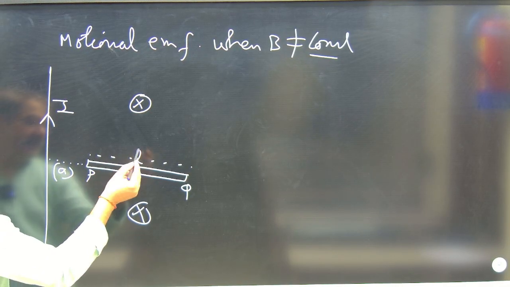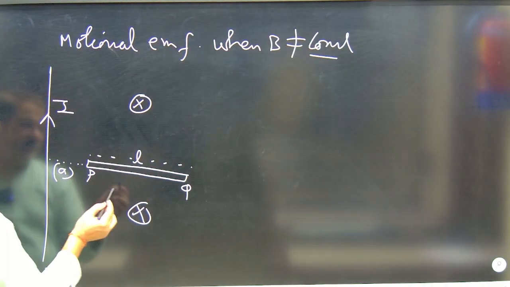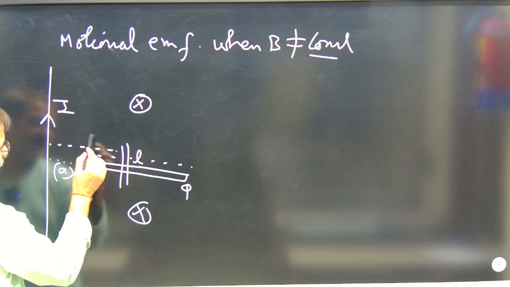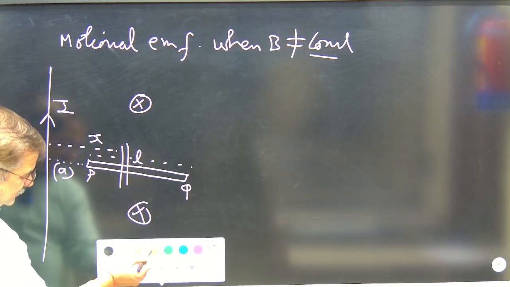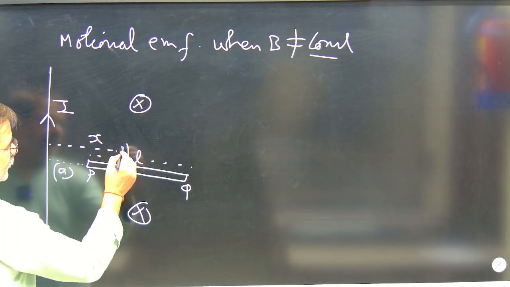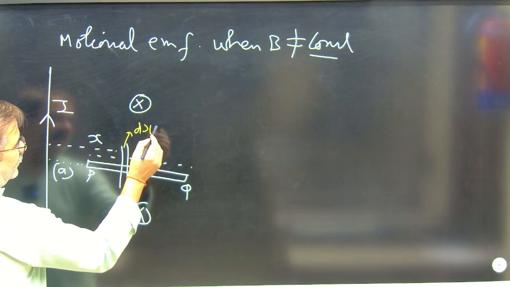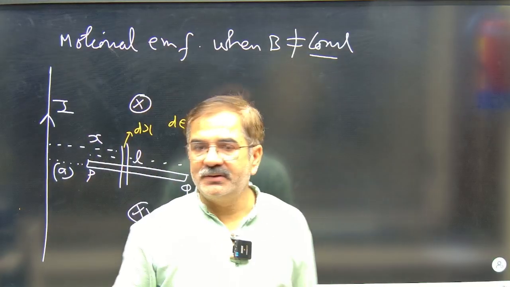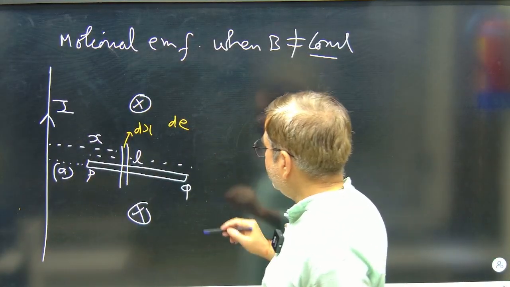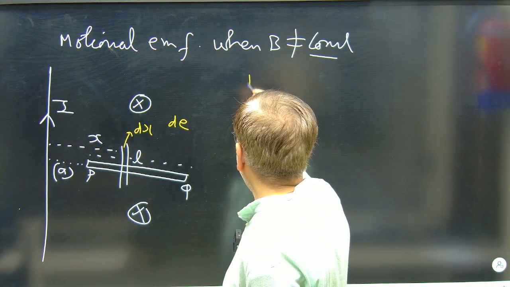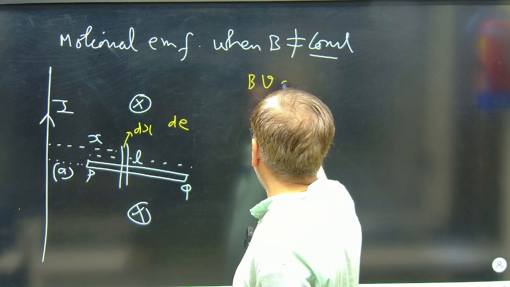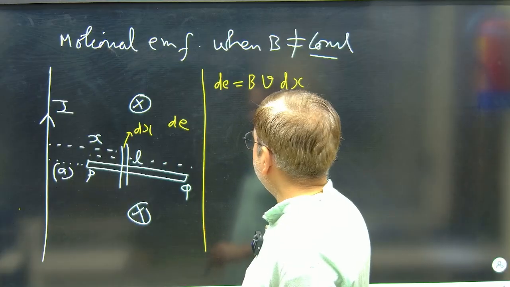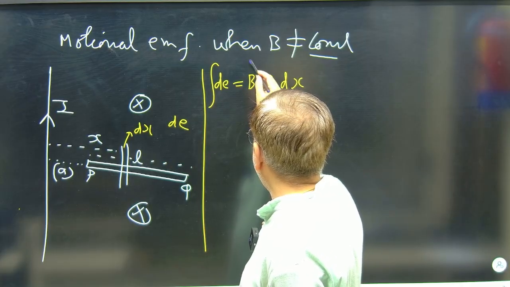So what you find is the B value changes as I increase the value of x. For any element on the rod at a distance x, for the dx length there will be some EMF dE. That value of dE we can easily find. It is B into V into dx. This is the value of small dE happening here, correct? And if I integrate, we will get the total result here.